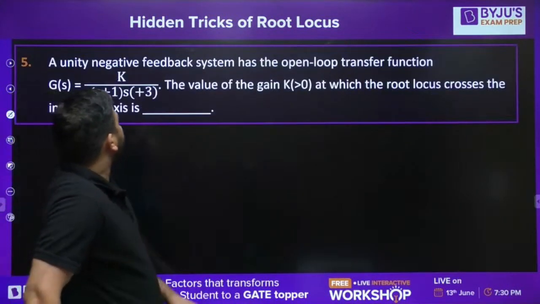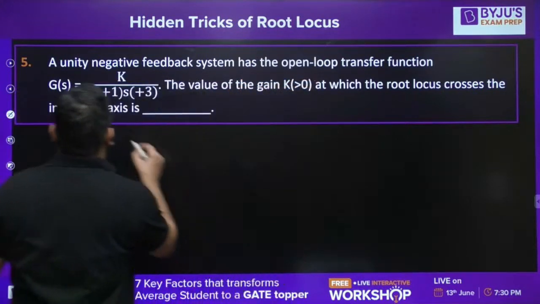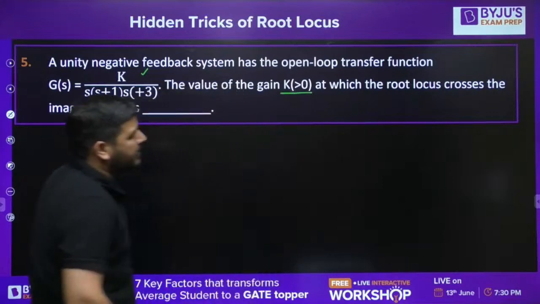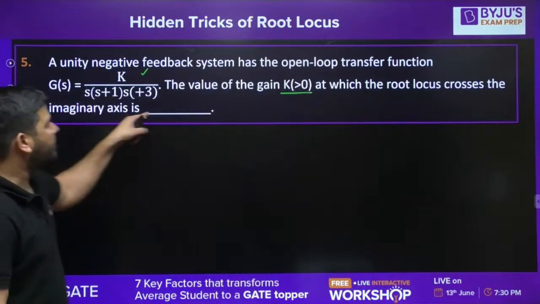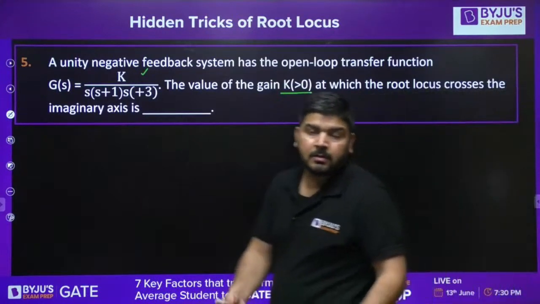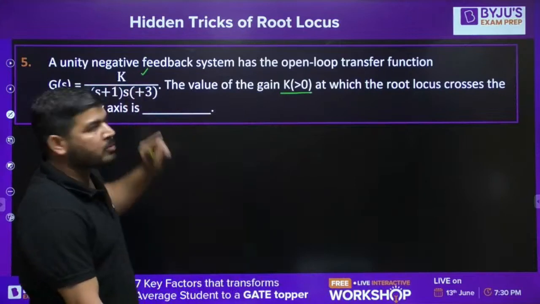Let's come to the next question. The next question on your screen is: a unity feedback system has an open loop transfer function, so G(s)H(s) is provided to us. For the gain K greater than 0, the root locus crosses the imaginary axis. So where will the root locus cross the imaginary axis? It means the system has to be marginally stable. For what value of K will the system be marginally stable?